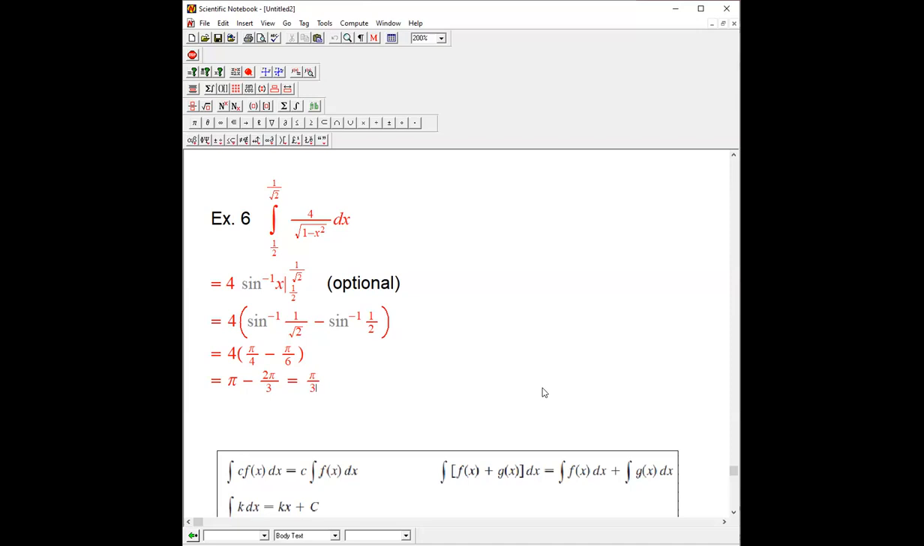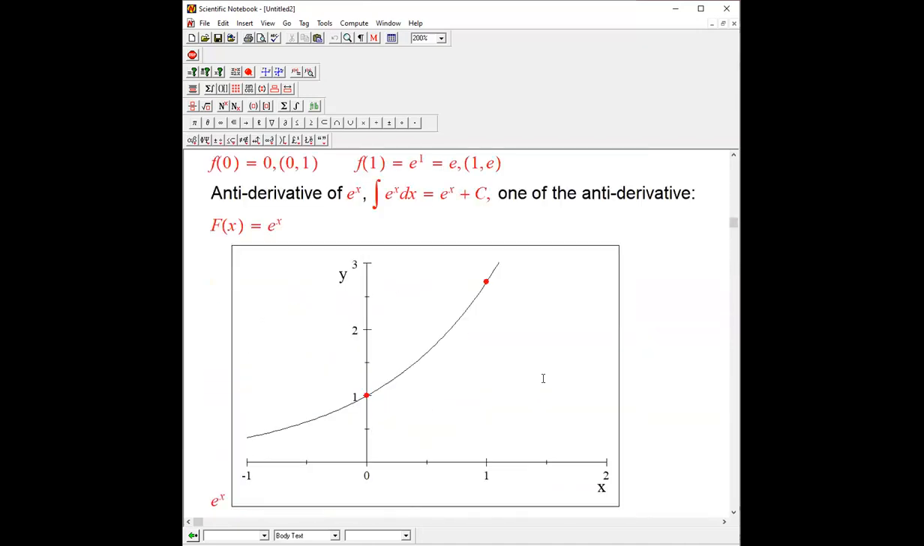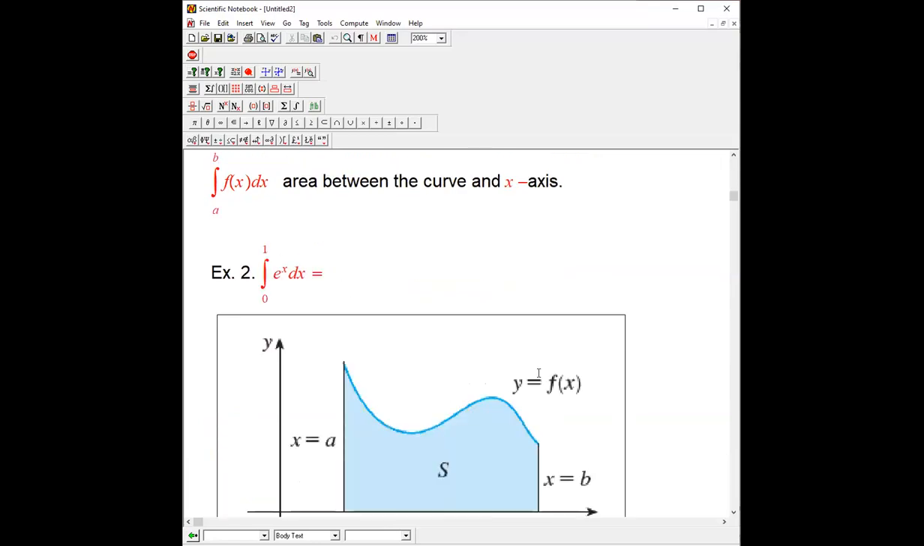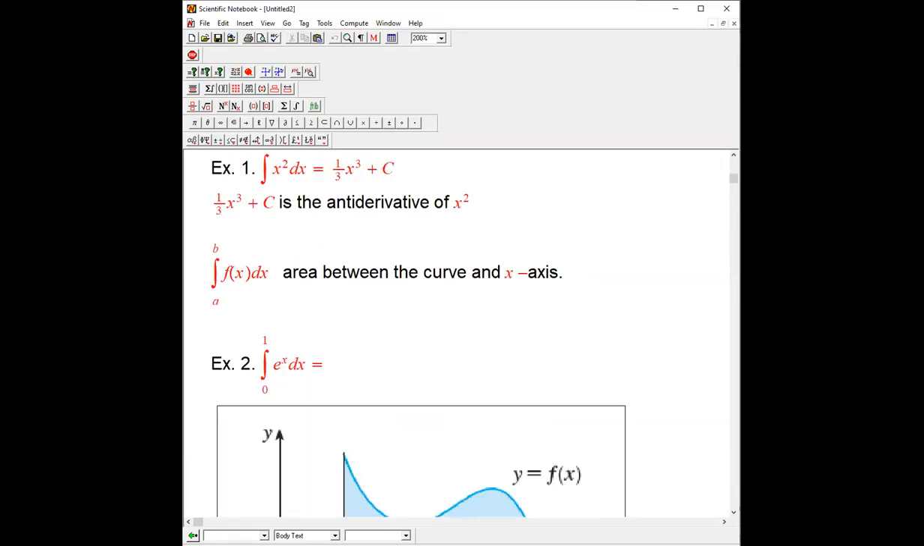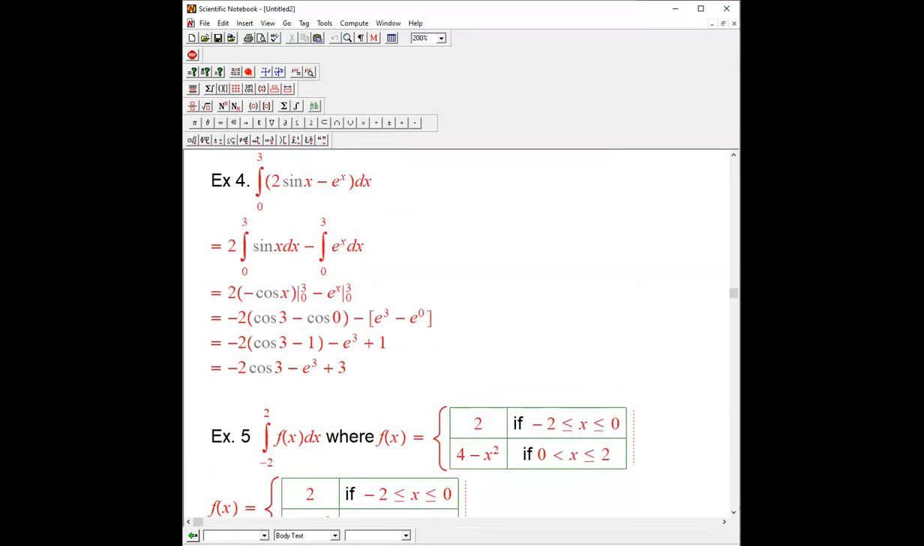There you go. So in this lesson, we primarily showed you how to show work properly, the difference between indefinite integral and definite integral, and how to express work properly. Okay, so thank you for watching. Until next time.